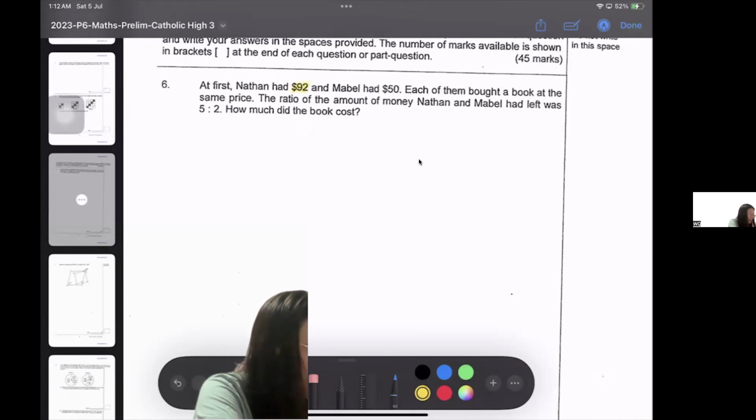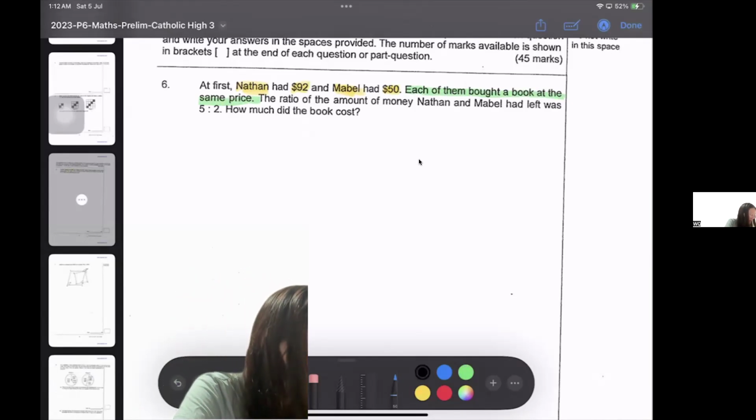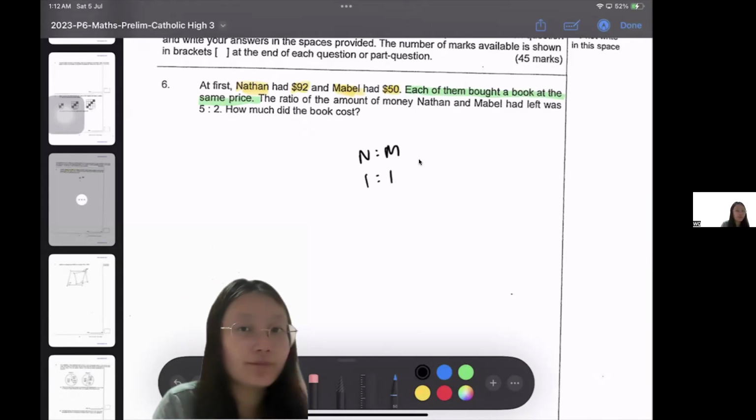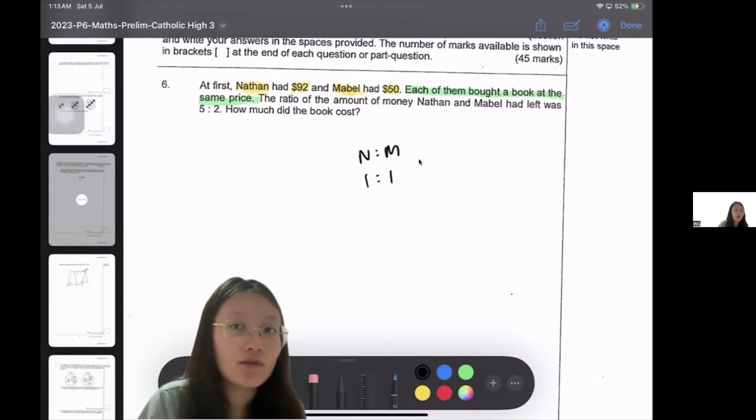Nathan had $92 and Mabel had $50. Each of them bought a book at the same price. So the second sentence, already you need to write down a ratio. The ratio is 1:1. Okay, same price, 1:1. So N is to Mabel. How much did they buy the book for? Same price, 1:1. Okay. Next one, the ratio of the amount of money Nathan and Mabel had left is 5:2.